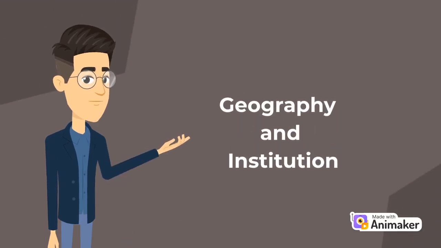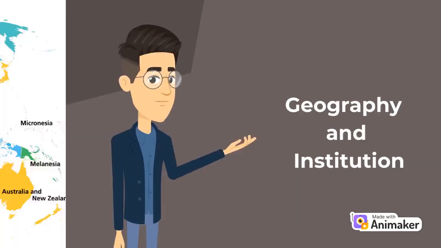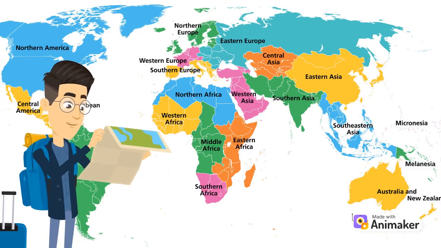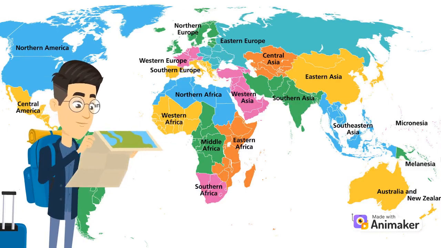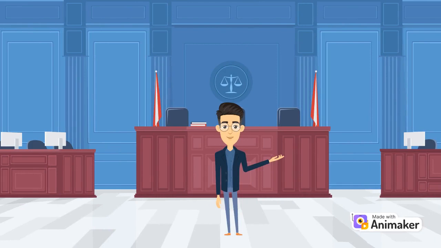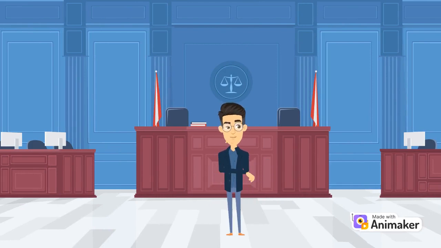The most heated and contentious economic debate is determining whether geography or institutions have the most influence over economic growth. Geography states that natural resources are the primary determinant of economic growth. However, institution states that socioeconomic conditions are the primary determinant of economic growth.